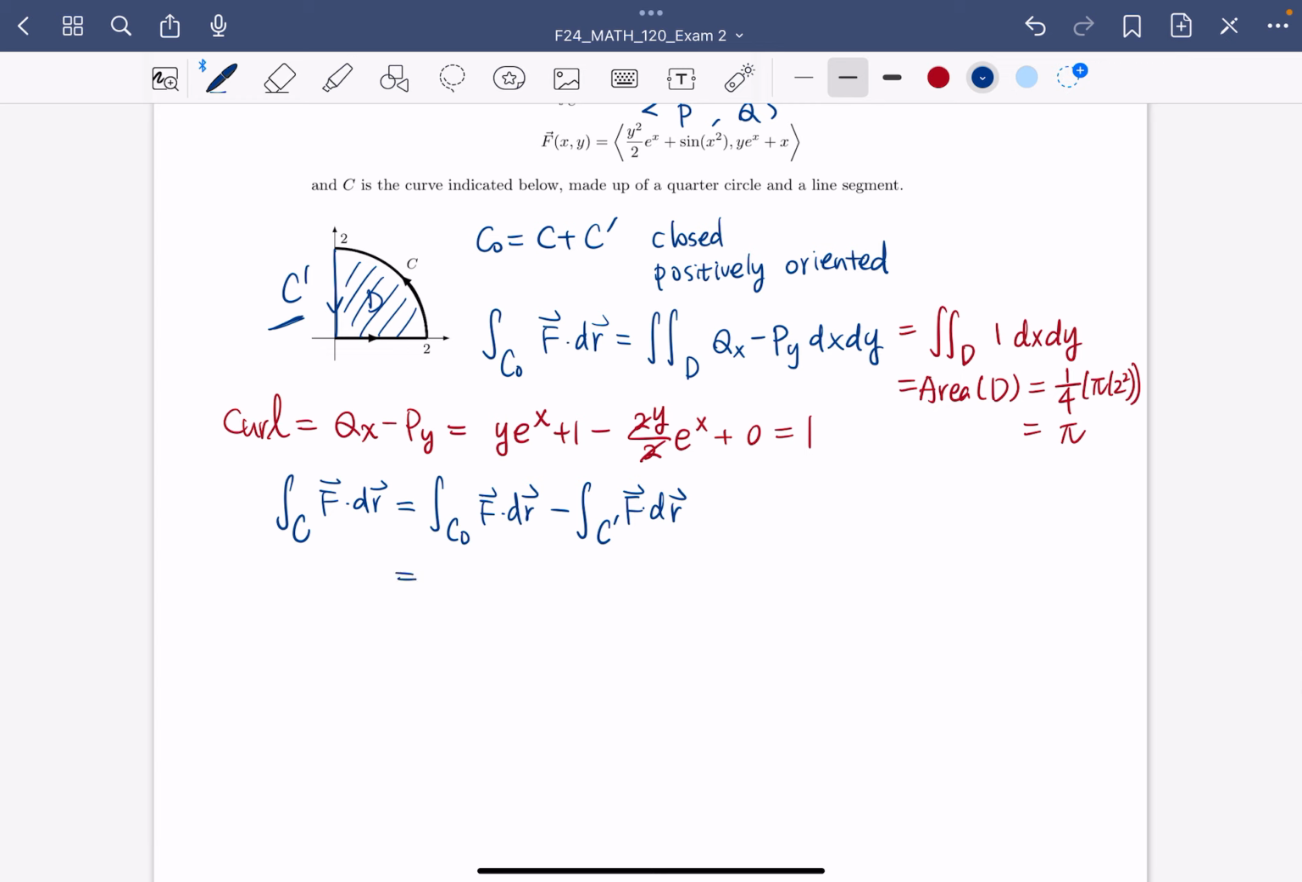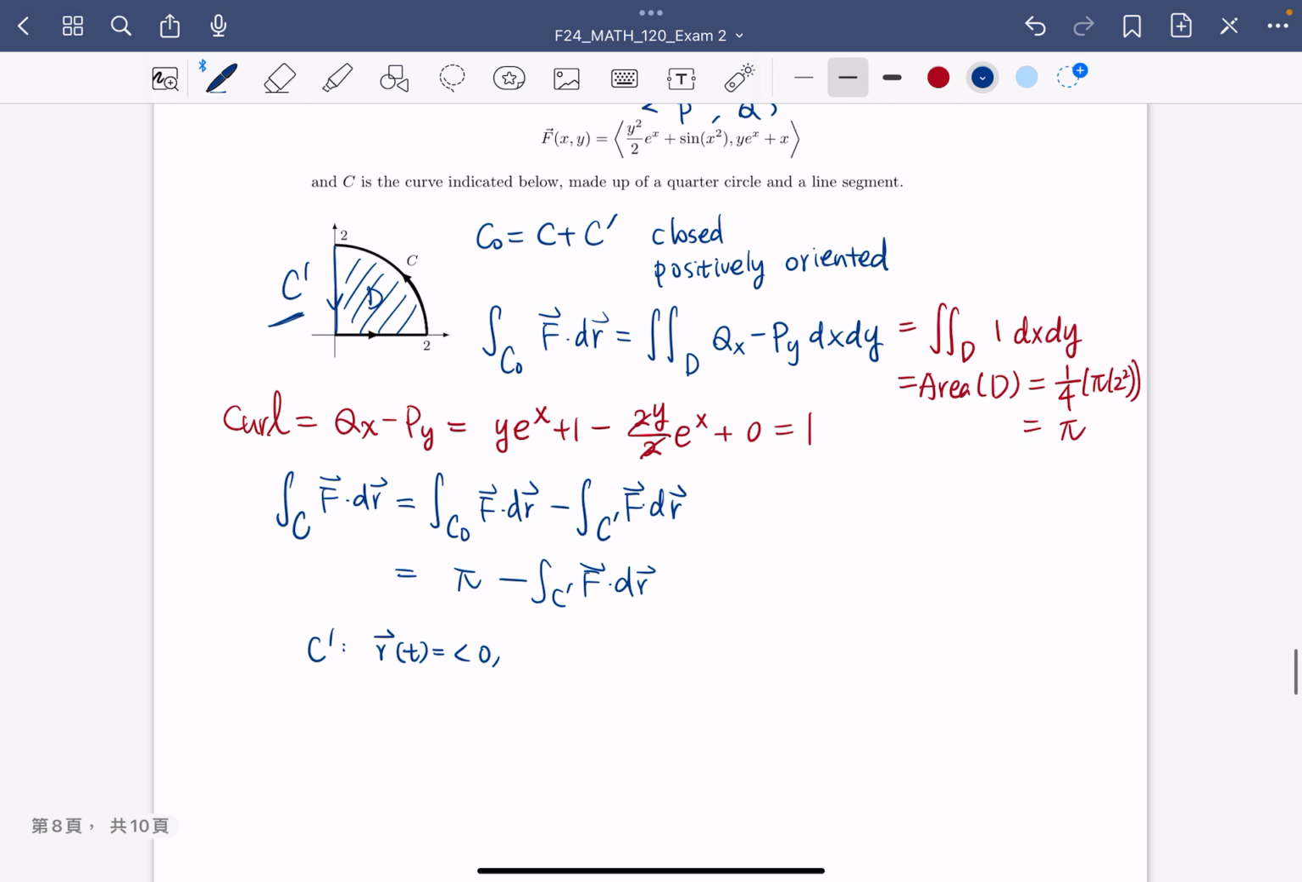And for the first one, we know it's pi. Then we have to compute the vector line integral on C prime. For C prime, you could choose a parameterization 0, 2 minus t, because we're on the y-axis, there's no x influence, for t between 0 and 2.